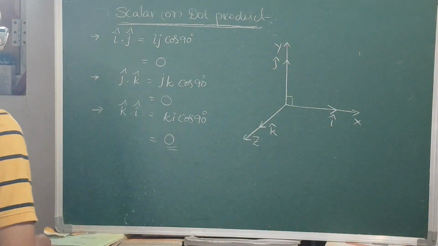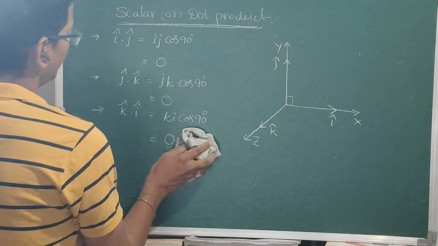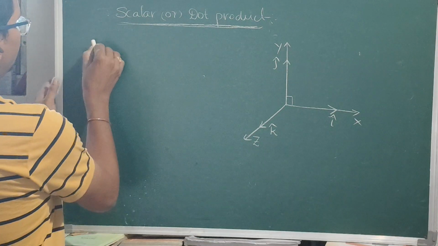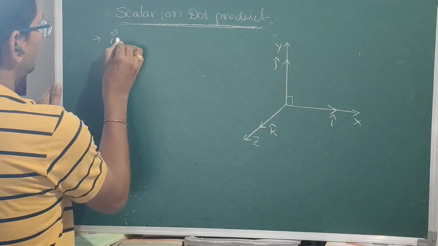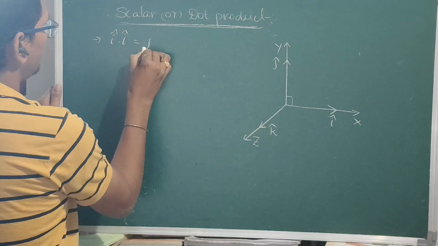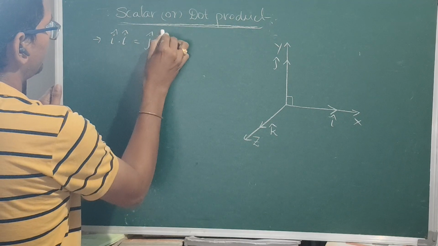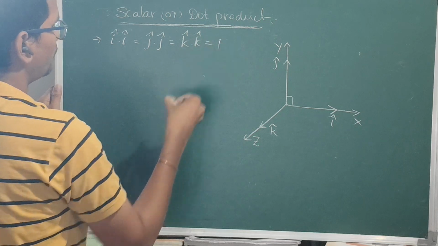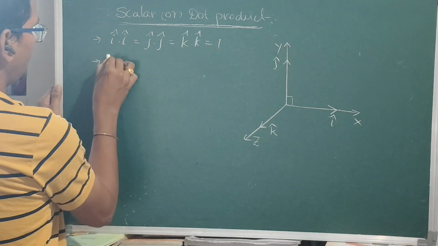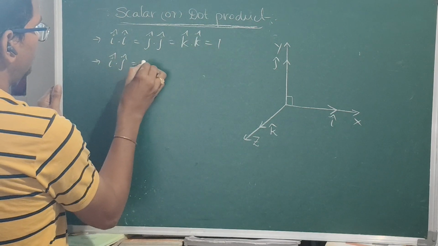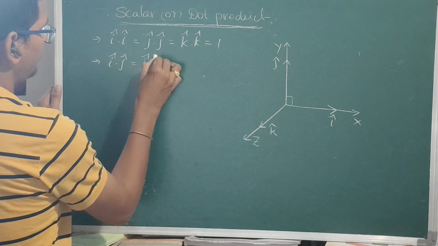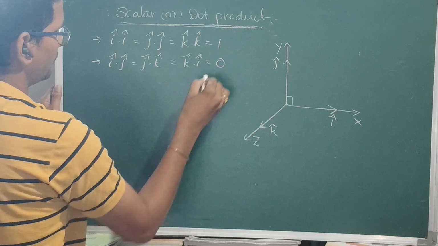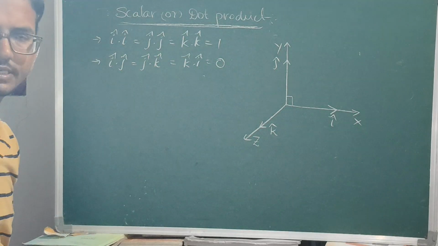Okay, once I will write here what we discussed in this concept. First of all, we need to learn this one. I cap dot I cap is equal to j cap dot j cap is equal to k cap dot k cap is equal to 1. And the other one, I cap dot j cap is equal to j cap dot k cap is equal to k cap dot I cap is equal to 0.